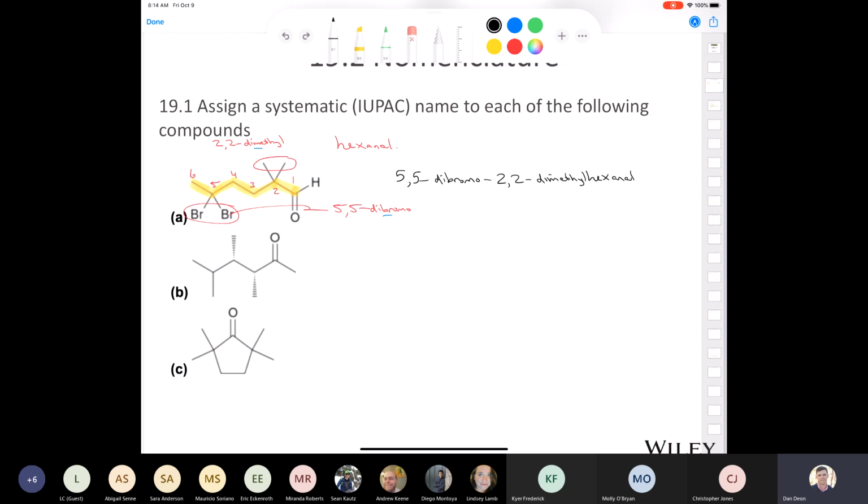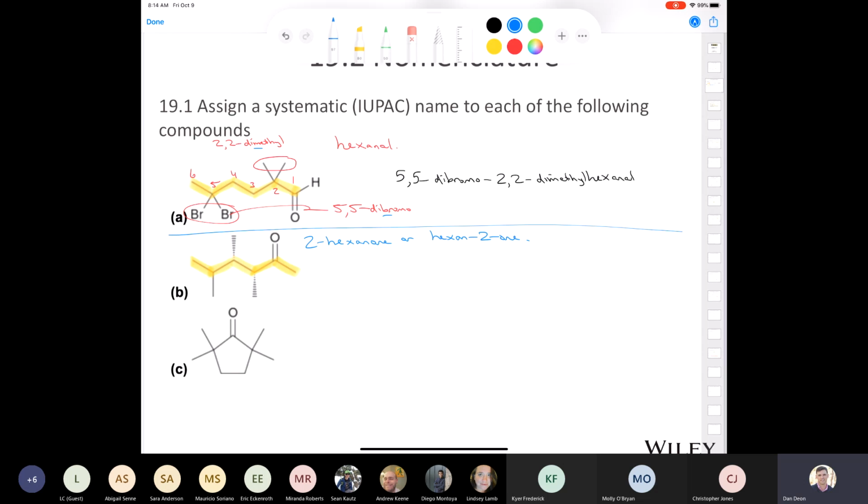You can see we've got 2 stereocenters, so we're going to have to get to work on this one. This is a ketone. We want to identify the longest carbon chain that contains that carbonyl of the ketone. 1, 2, 3, 4, 5, 6. So this is some kind of 2-hexanone. Again, you could either label this as a 2-hexanone, or you could call it hexan-2-one. Either one is perfectly acceptable.